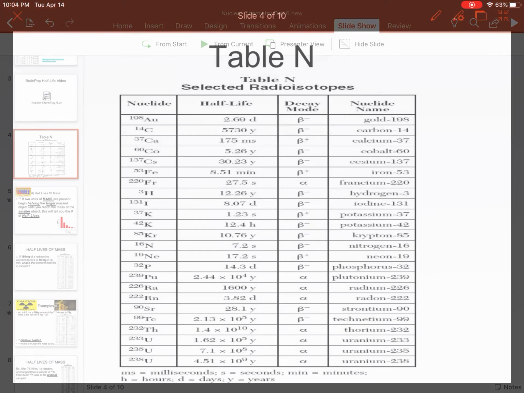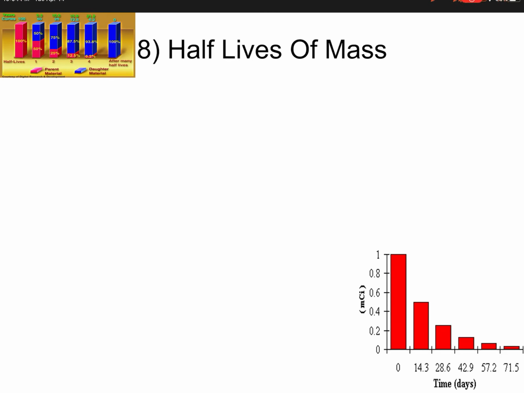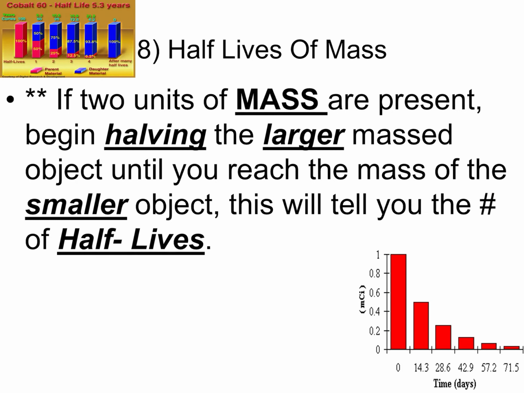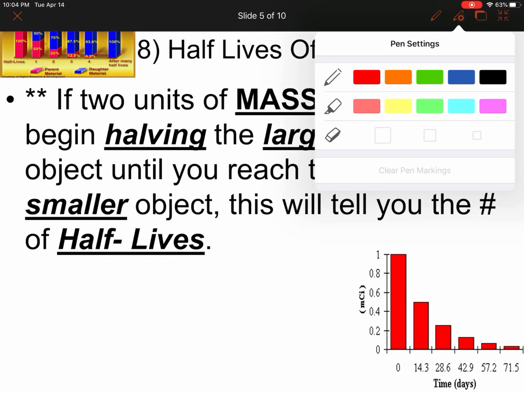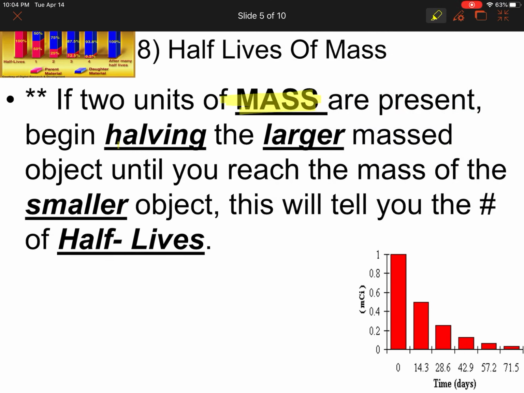All right, here's Table N again. Look, have your tables ready when you do this. Here we go. This is the 8th thing we learn in this chapter. Half-lives of mass: if 2 units of mass are present, begin halving the larger mass object until you reach the mass of the smaller object. This will tell you the number of half-lives.